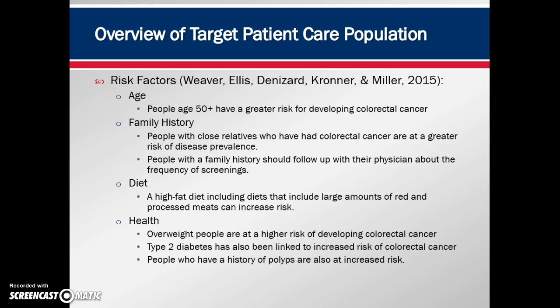Diet. Consuming a high-fat diet, including large amounts of red and processed meats, can also increase the risk. Health. Overweight people are at a higher risk for developing colorectal cancer. Type 2 diabetes has also been linked with increased risk of colorectal cancer. People who have a family history of polyps are also at an increased risk.